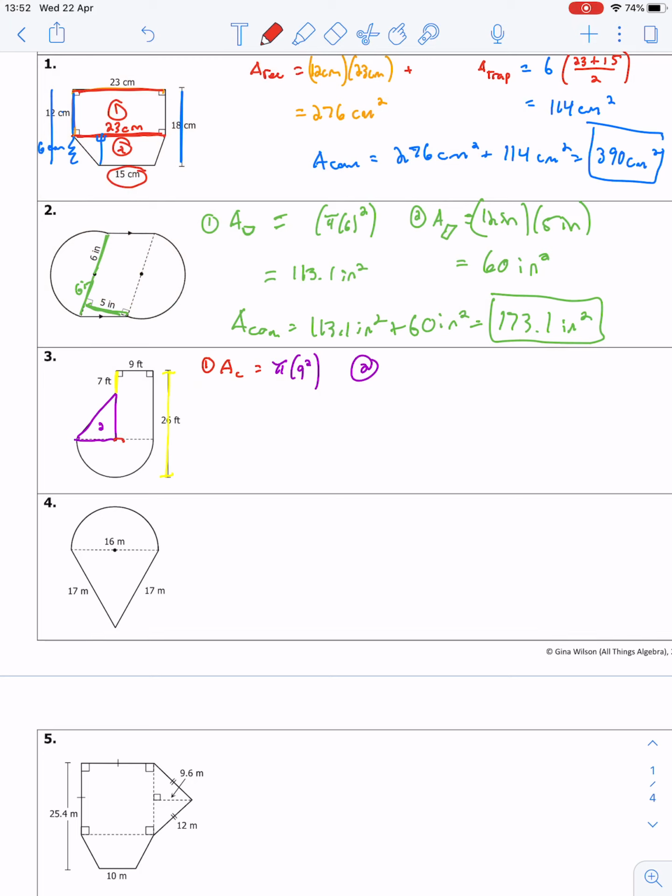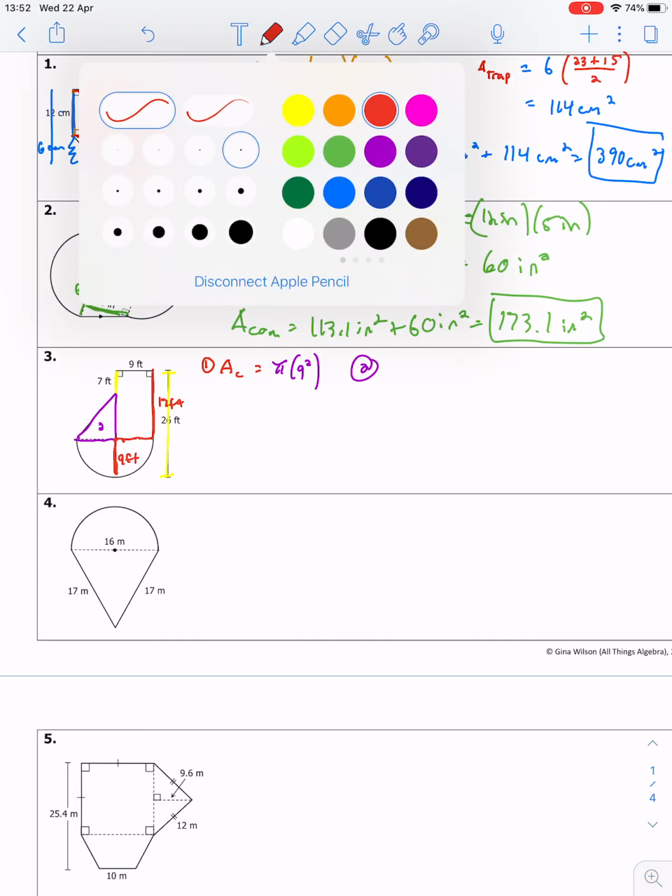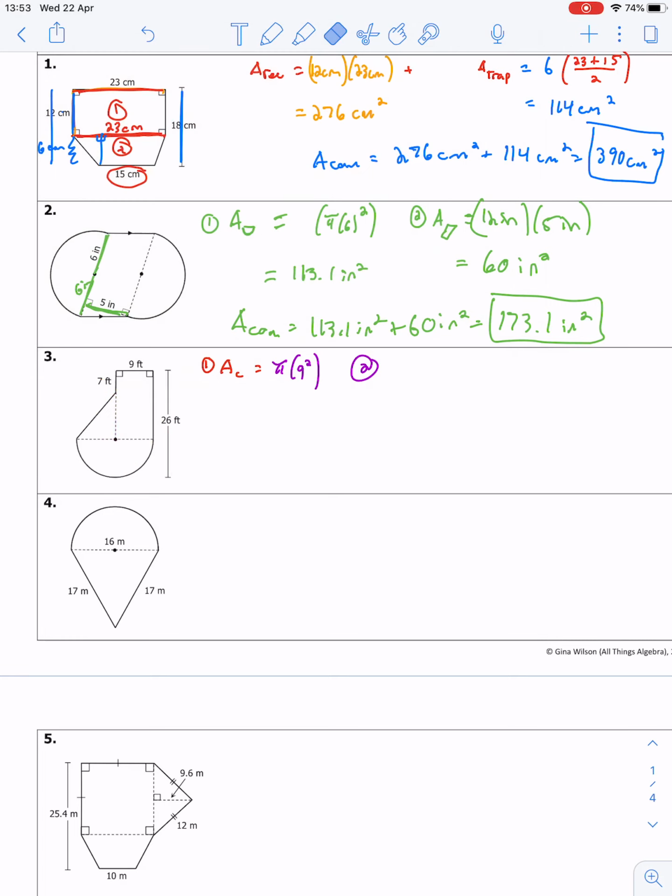So we know that this is 9, right? The radius is 9, which means this is 9 as well. This is 9 feet. So if this is 9 feet, what is this gonna be if the whole thing is 26? That's gonna be 17 feet. Okay. So if that's 17 feet, let's erase some of this a little bit. This is 17 feet because we know this is the radius of 9 feet, because we knew this was 9 feet and that was the radius.